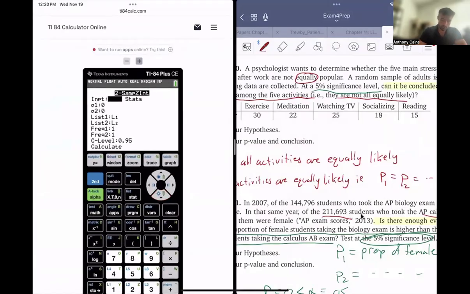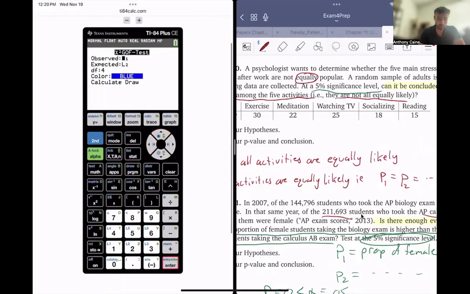Those are all working. There we go. All right, cool. Oops, not what I want. Stat, test, goodness of fit. So it's way down here. Option D. Fine, there we go.